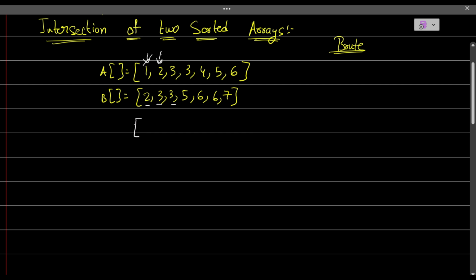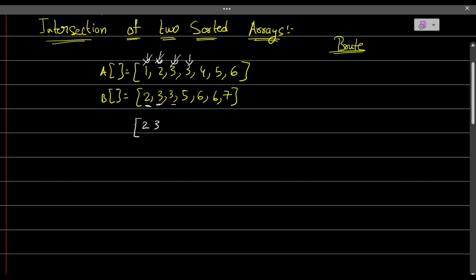So I'll go to 2 and look for 2 here. Yes, there is a 2 here, so I'm going to pick this 2. Then I'll go to 3 and look for a 3 here. Yes, there is a 3 here, so I'll pick up this 3. And I go to the next element. There is a 3 here.